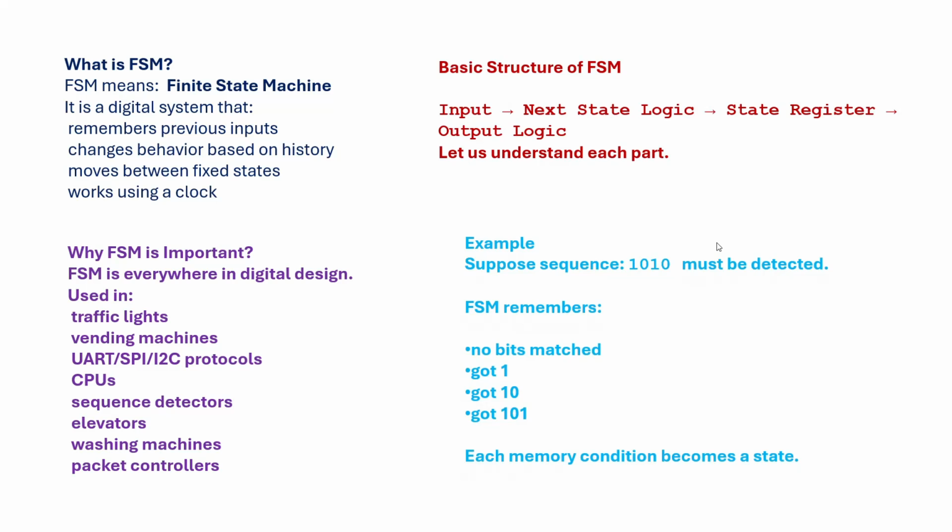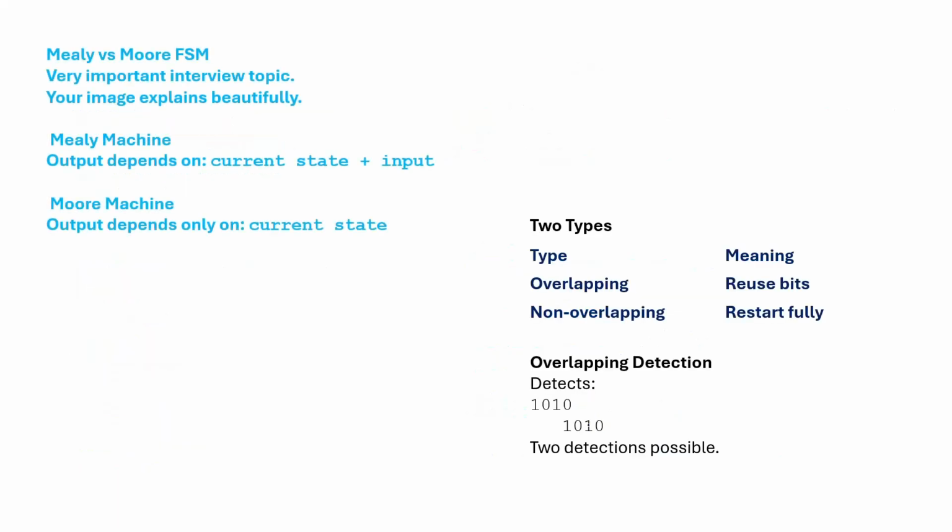See, I want to detect my pattern, 1010. The first state is no bits matching, so 0 bits are matching. Then a 1 arrives, so state 1. Then the next bit is 0, so state 10. Then the third state is state 101. If the fourth bit is detected, I automatically get the output 1. Otherwise it goes to the idle state. That is the basic idea of pattern detection here.